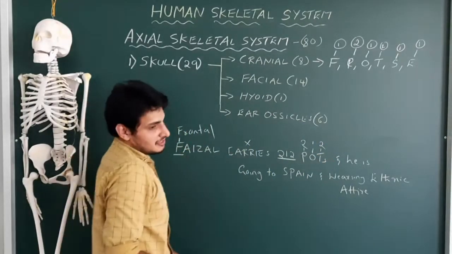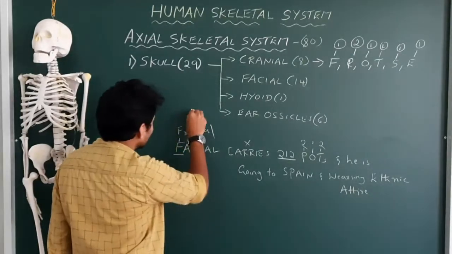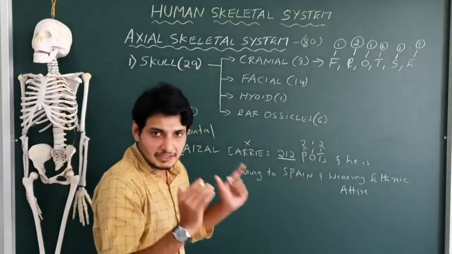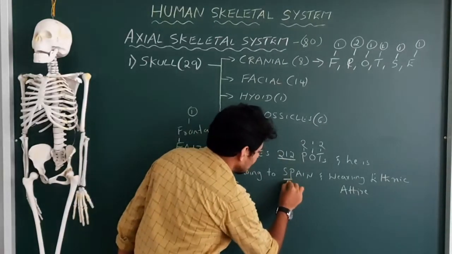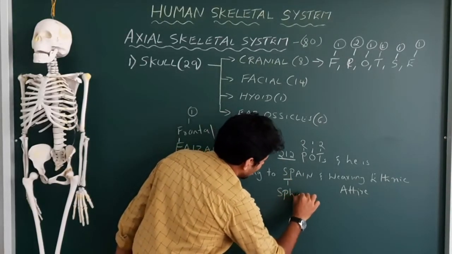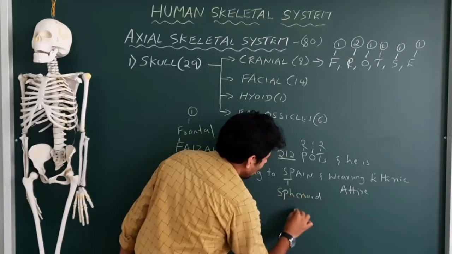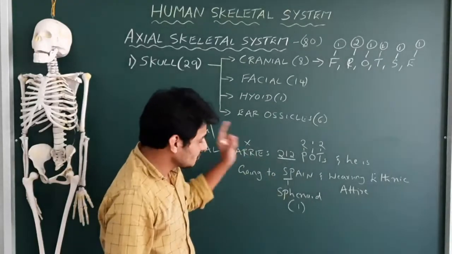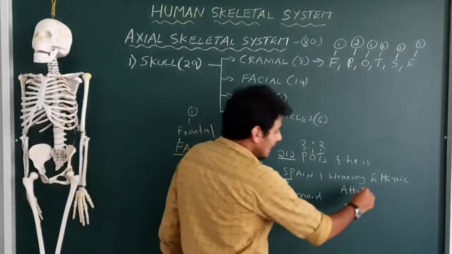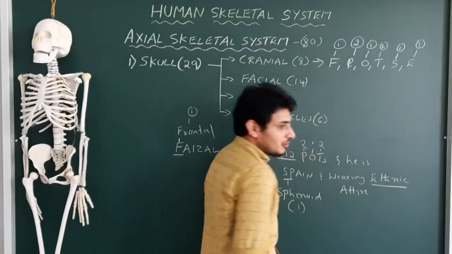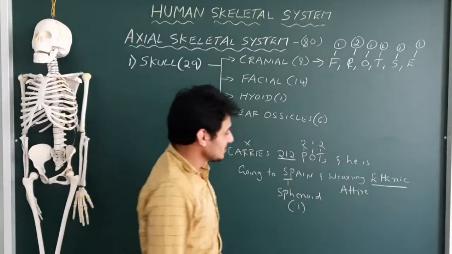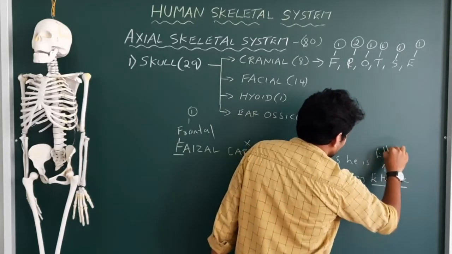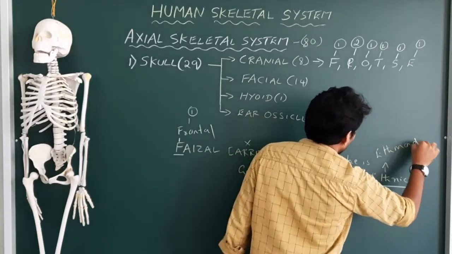Easy. Facial, how many frontal bones are there? Obviously one. So the frontal bone is always one. And he's going to Spain. He's going to a country, that is Spain. Spain starts with S, that is nothing but the sphenoid bone. How many Spains are there? Obviously only one country, that is Spain, only one. So sphenoid is equal to 1. Ethnic attire. Obviously he has to wear only one attire. That is ethnic. It starts with capital letter E, that is nothing but the ethmoid bone. How many ethmoid bones are there?